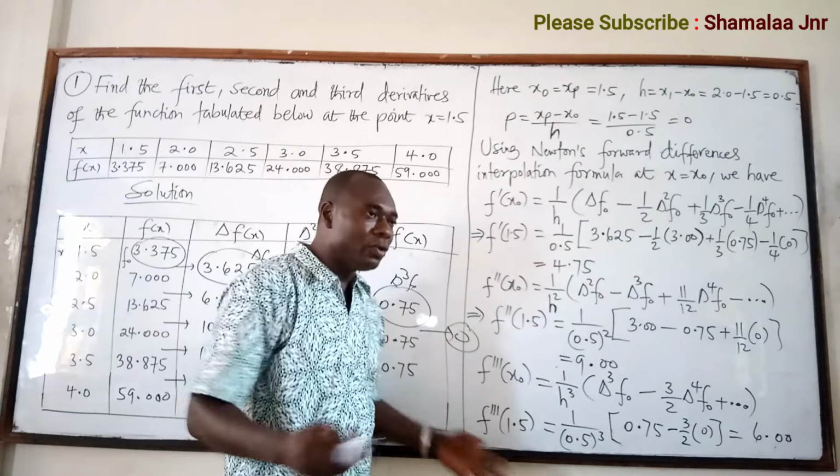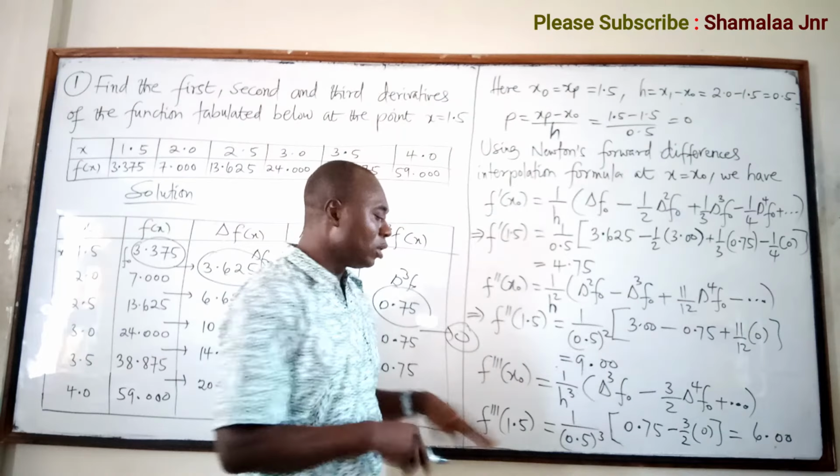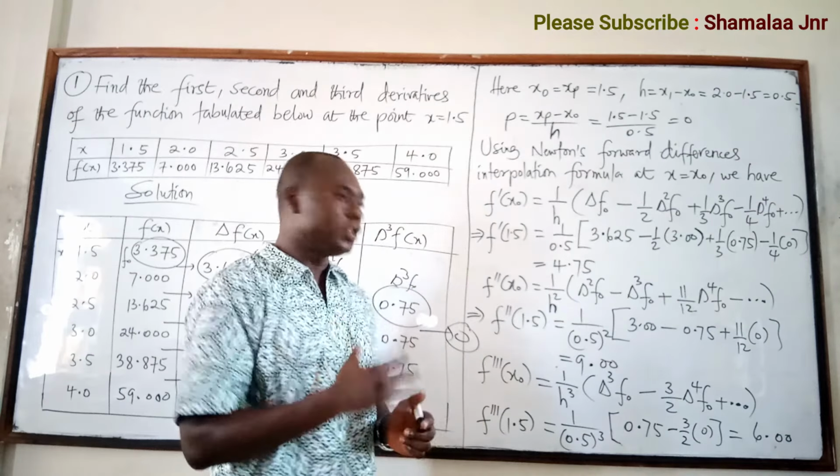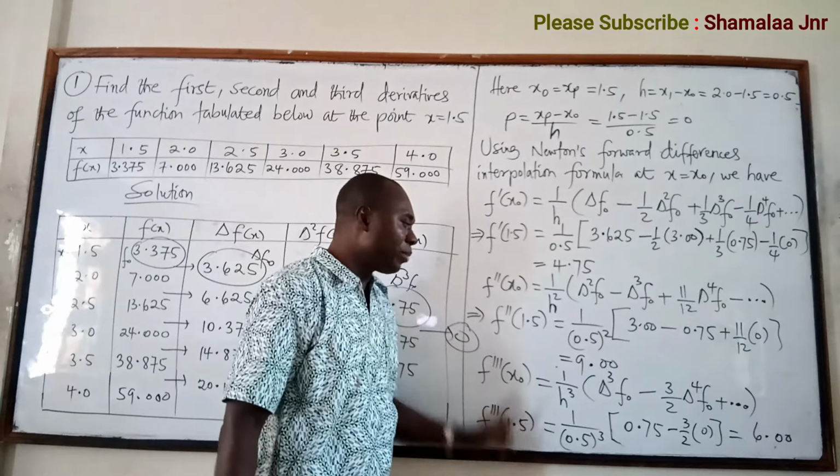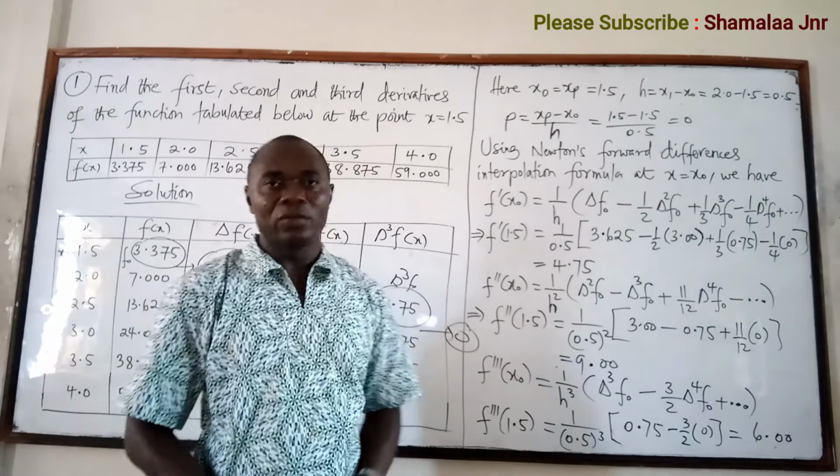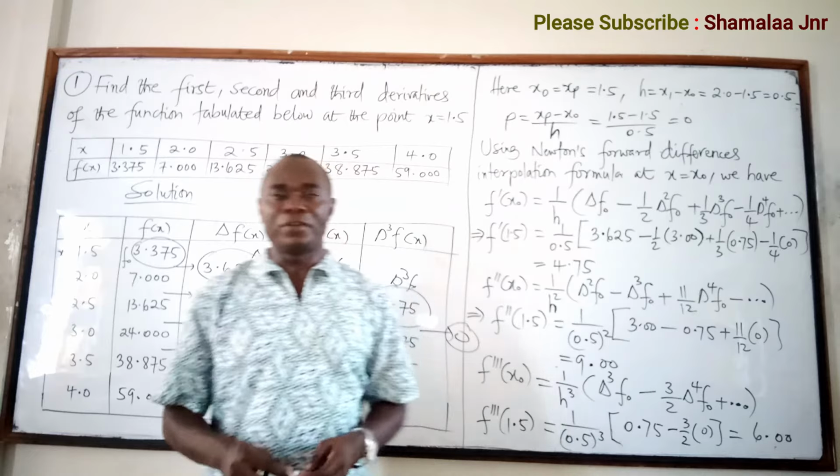So it means that if you know that function which is not known, and you differentiate it 3 times and put in 1.5, you're going to get this. Are you seeing it? So this is the essence of numerical differentiation.